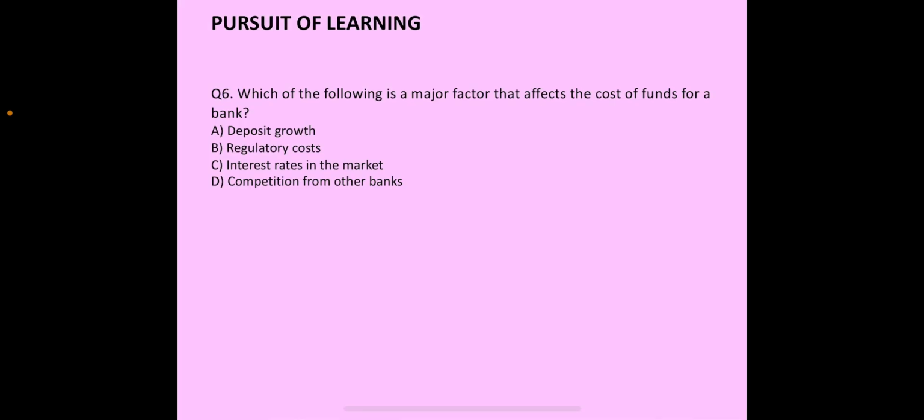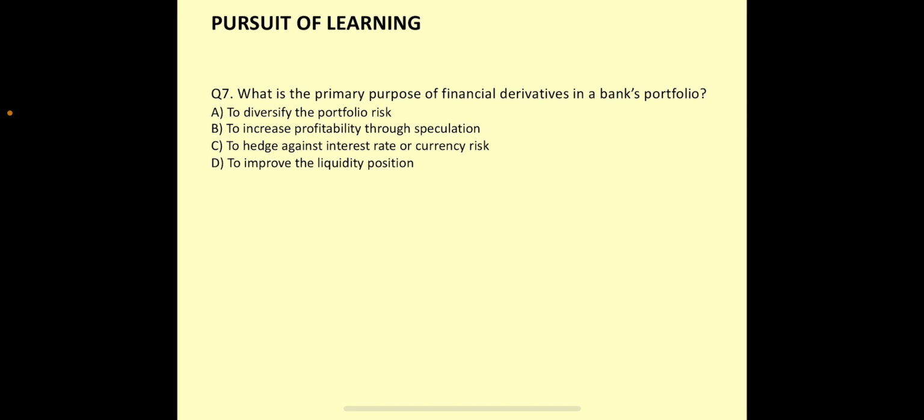Which of the following is a major factor that affects the cost of funds for a bank? Deposit growth, regulatory costs, interest rates in the market, competition from other banks. The correct answer is interest rates in the market. The interest rates are going to affect the cost of funds for a bank the most.